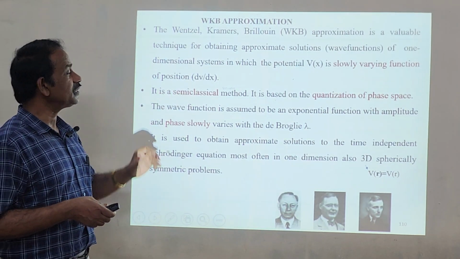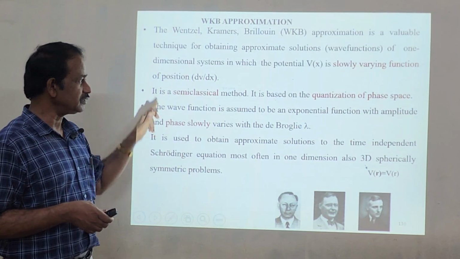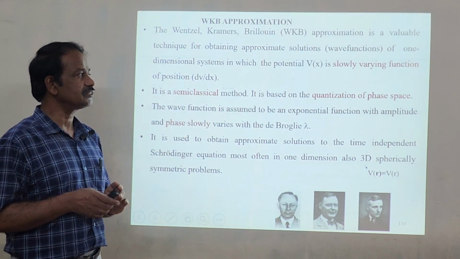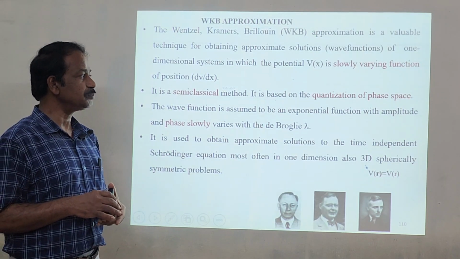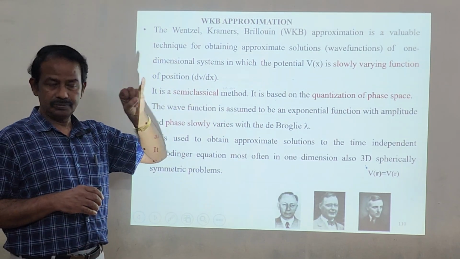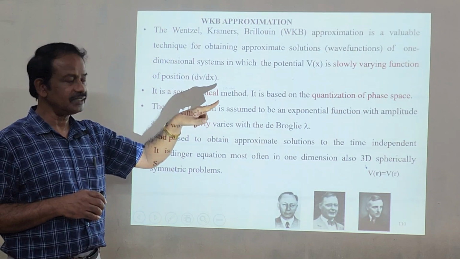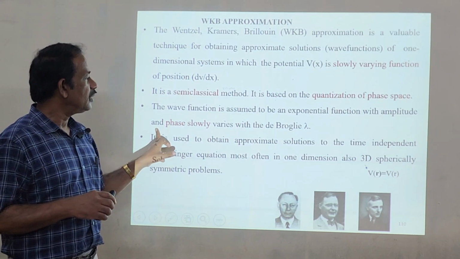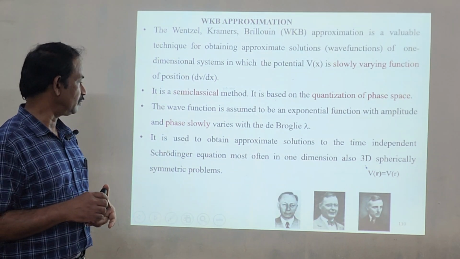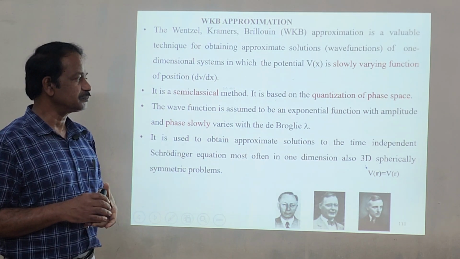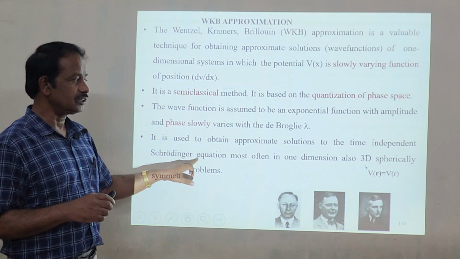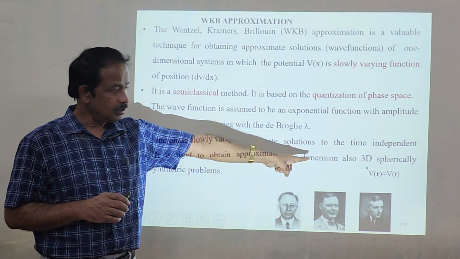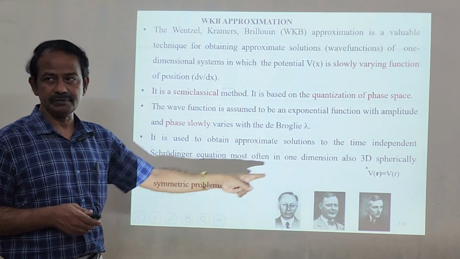Okay. It is a semi-classical method based on the quantization of phase space. The final answer that we are going to get in this class will be based on quantization of phase space. The wave function is assumed to be an exponential function with an amplitude. So we are going to have two parts: one is the phase factor, another one is the amplitude, which are functions of position, functions of x. And this phase also varies slowly over the de Broglie wavelength. It is used to obtain approximate solutions to the time independent Schrodinger equation, most of the time in one dimension, but sometimes also in three dimensions, provided V of r vector equals V of r.